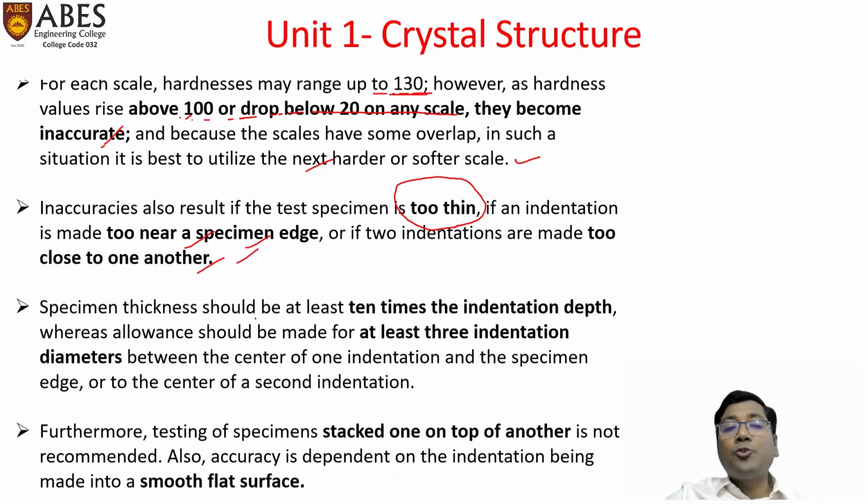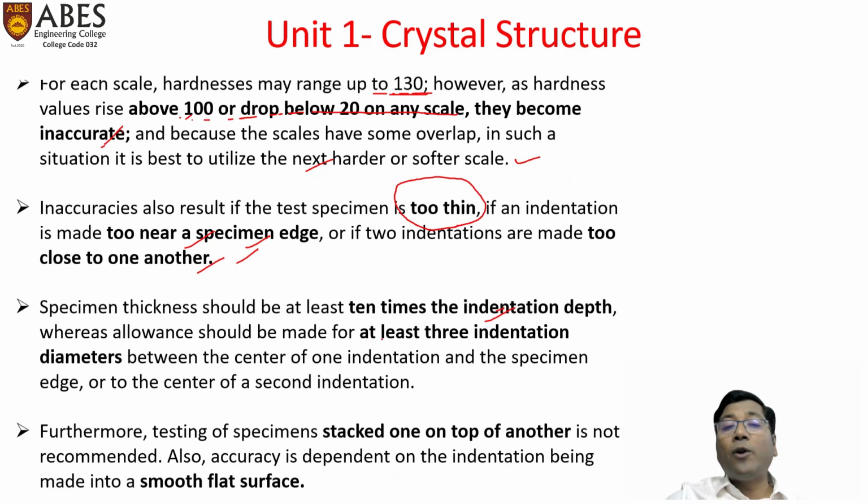Similarly, specimen thickness should be at least 10 times the indentation depth. And what are the other criteria? The specimen should not be too thin. So how much should it be? It should be at least 10 times the indentation depth. What is being indented? How much load do we have? Suppose we have put in 100 kg of load, then the indentation size or diameter should be such that the total thickness of the specimen is at least 10 times the indentation depth.